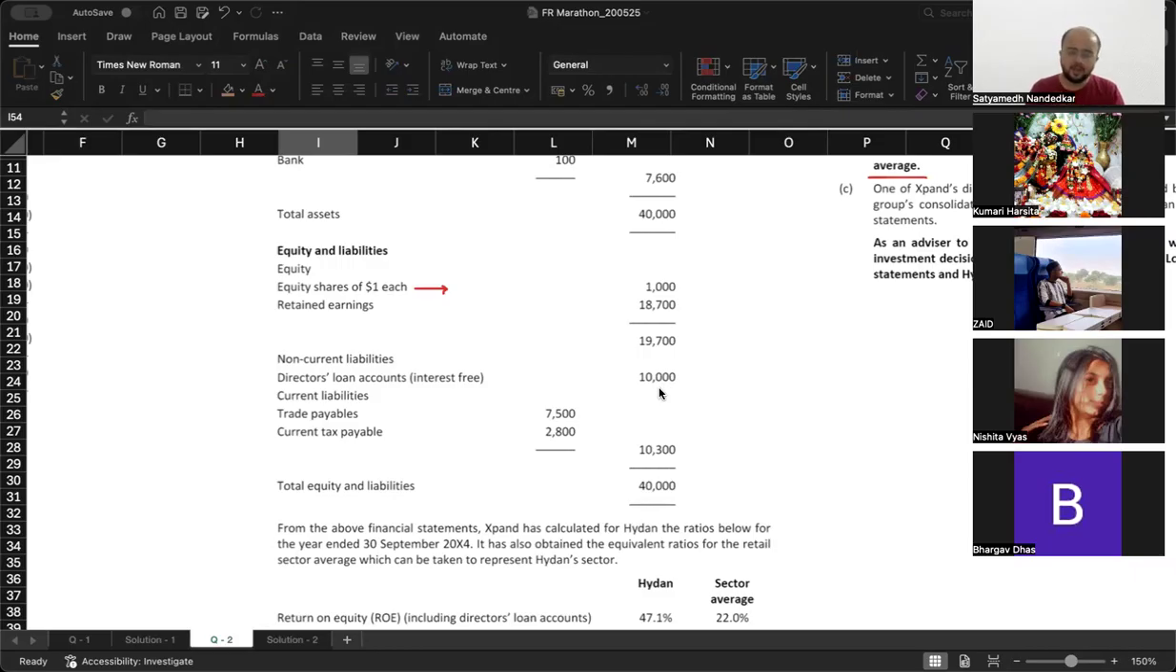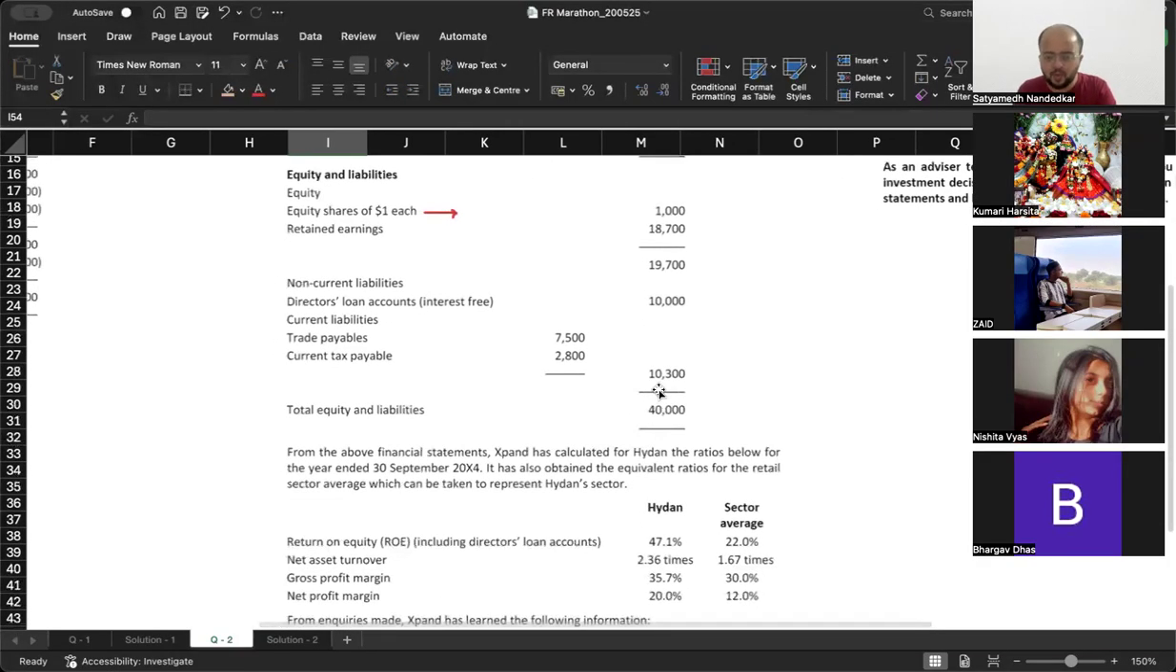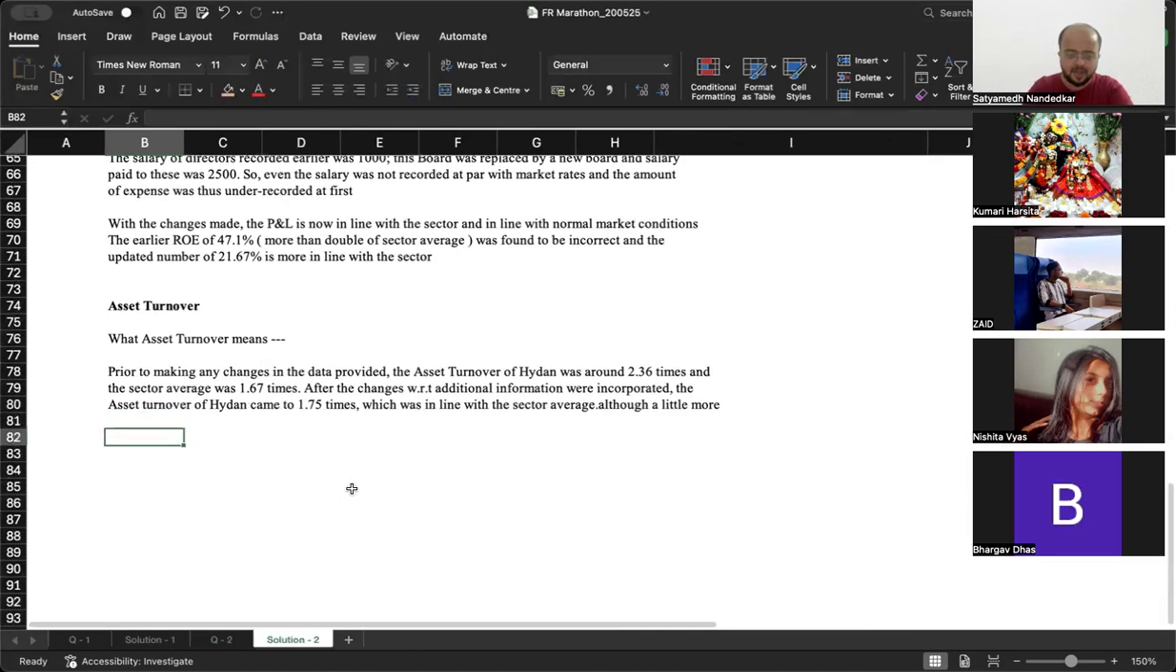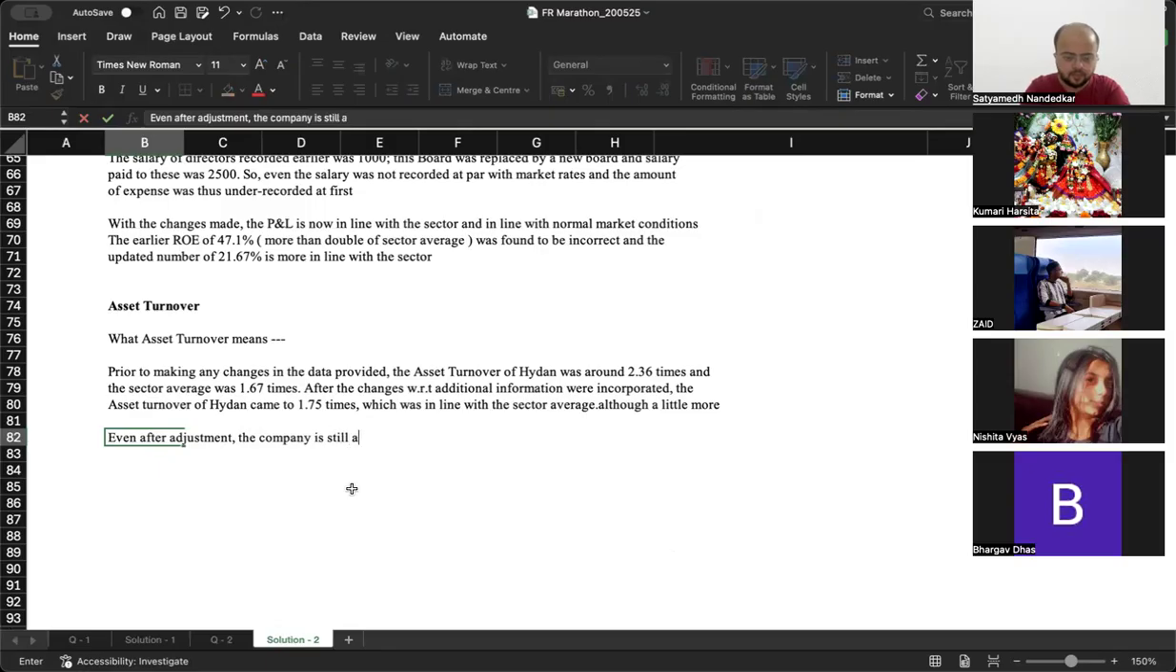So your earlier reported figures, you don't know exactly how they were calculated, but you do know for a fact कि ये जो earlier figures थे ना, these were presenting a very pretty picture about Hayden. You are above the sector average. Even after this change, after adjustment, the company is still above the sector average.